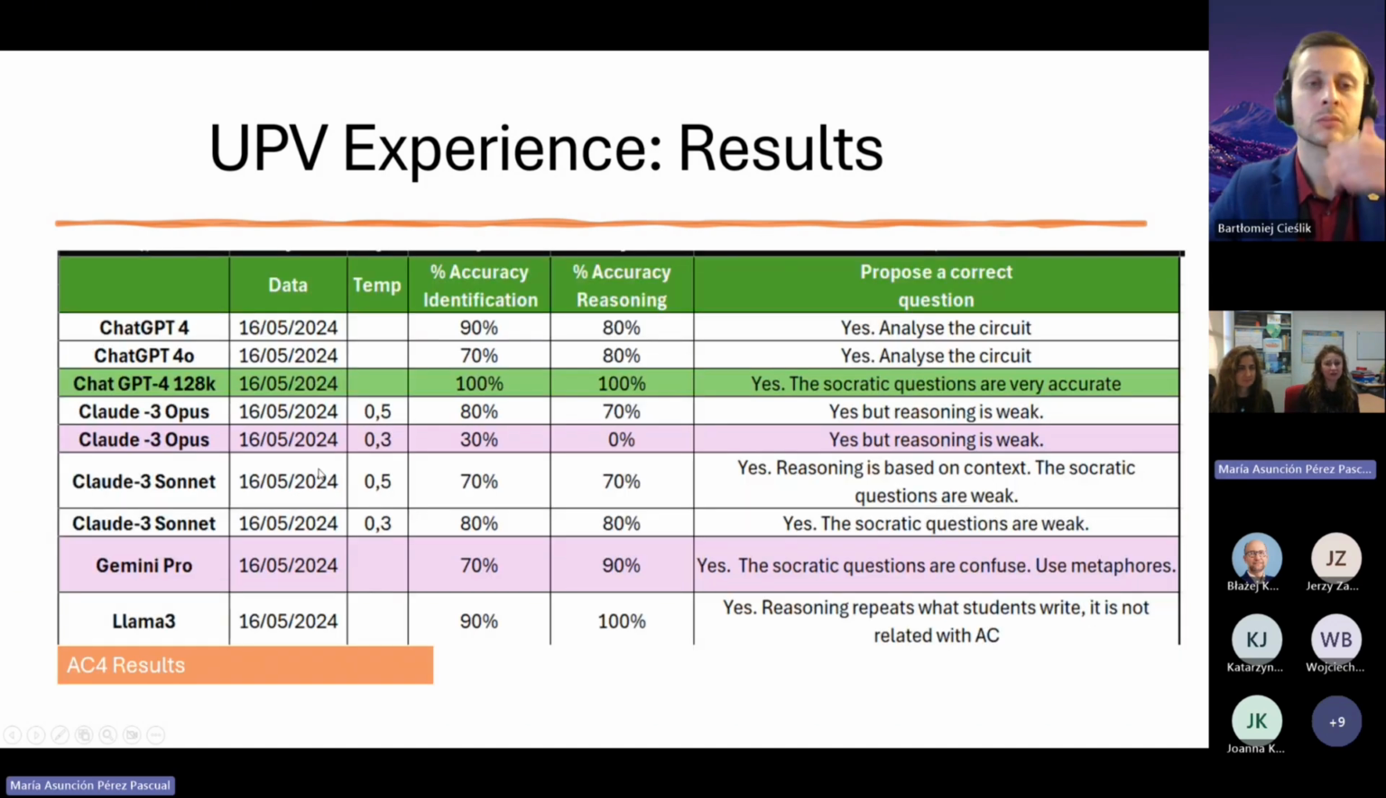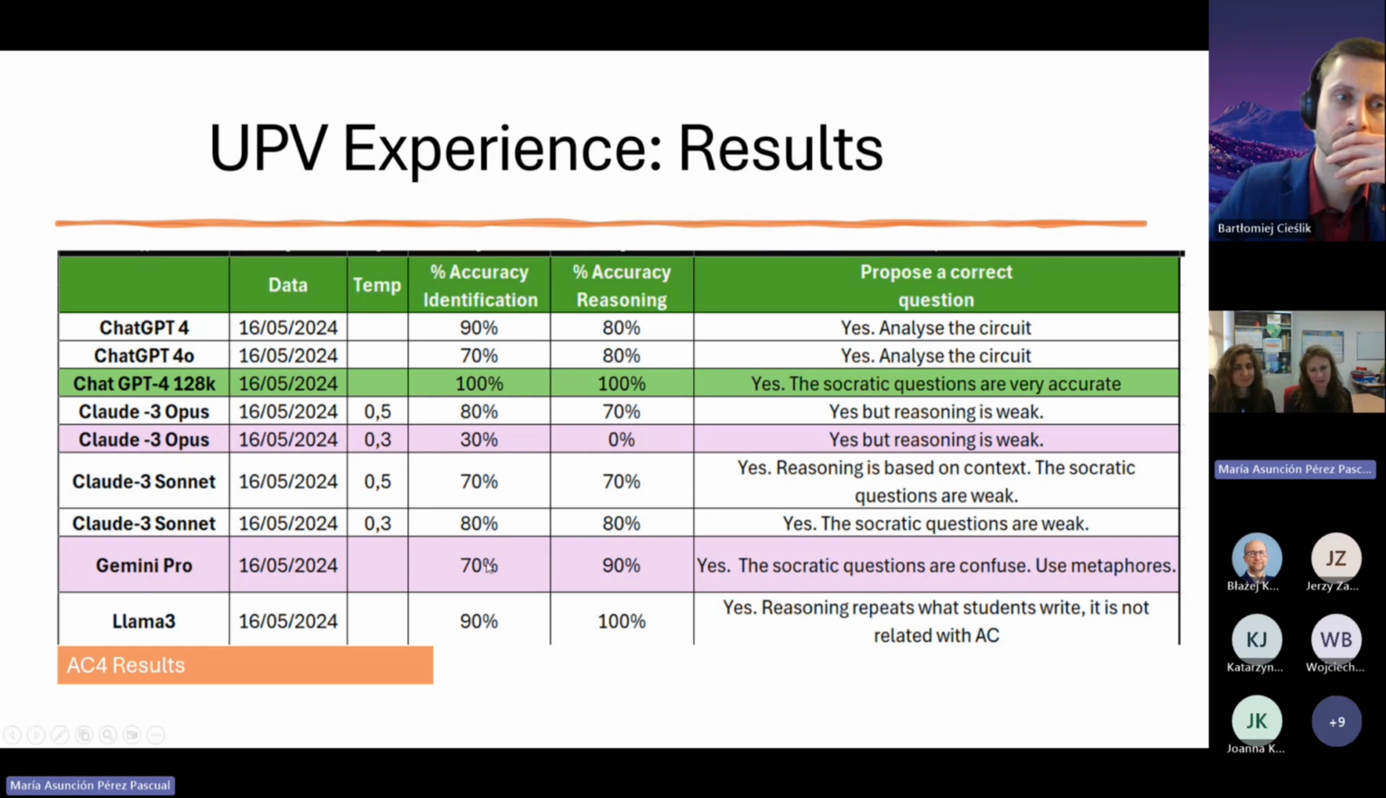These are the results with other engines. As you can see, ChatGPT is perfect for us, 100% accuracy in identification and 100% accuracy in reasoning. And the questions that it proposes for the tutorization are perfect. The rest of the engines, not so perfect.